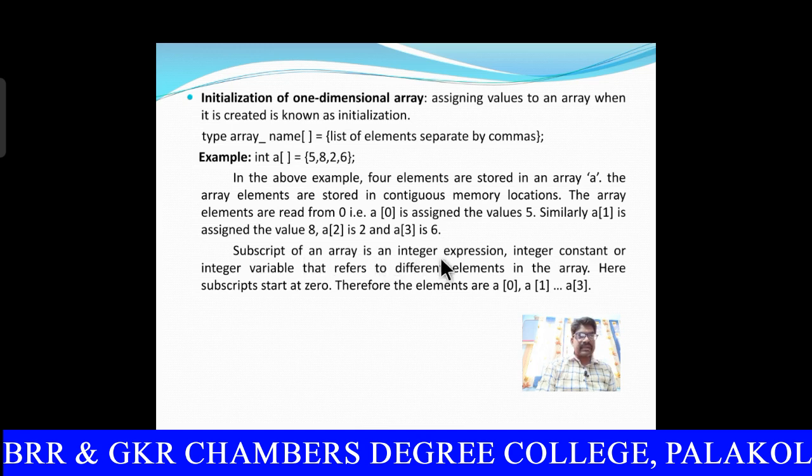Subscript of an array is an integer expression, integer constant or integer value that refers to the different elements in the array. Here the subscript starts at 0. So you already know the subscript always goes from 0 to n minus 1. That means a[0], a[1], a[2] and so on. Here our size is 4, so 0 to n minus 1. We are storing 4 elements here, so 4 locations are formed.